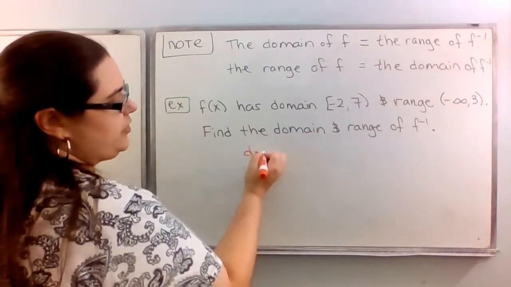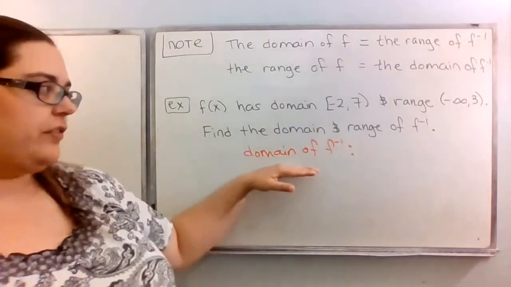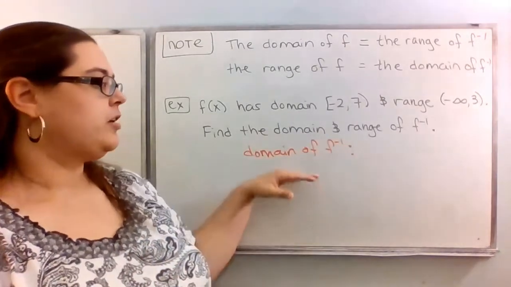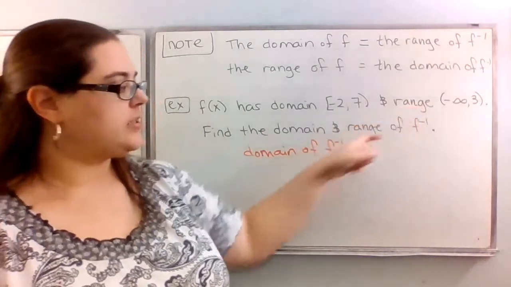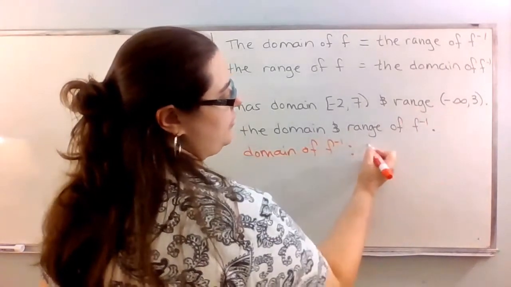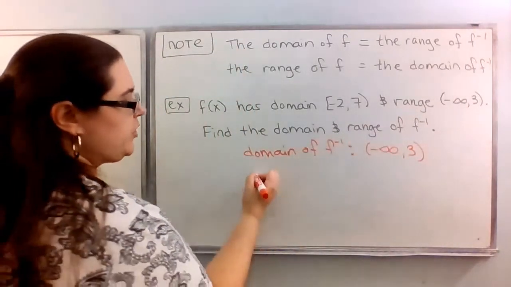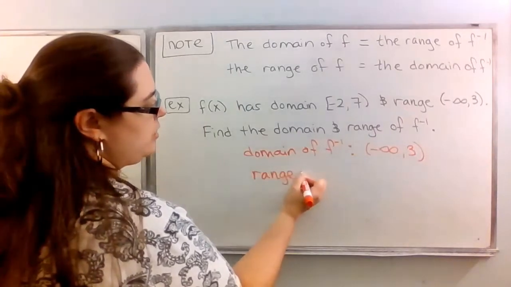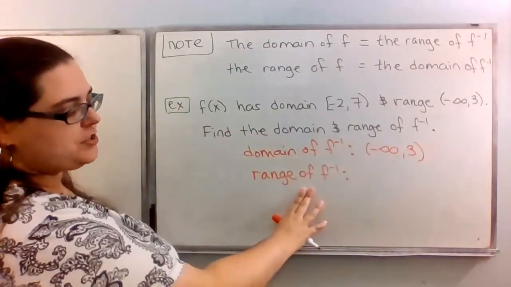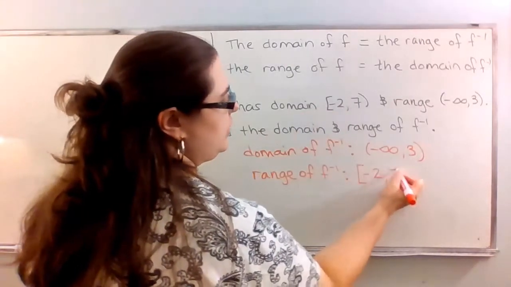So the domain of f inverse, the domain of the inverse is going to be the same as the range of the original function because we're switching the x's and y's. So what previously had been all the y's is now for the inverse going to be the x's. So the domain of f inverse is going to be -infinity to 3. Similarly, we can find its range. The range of the inverse of the function is going to be the same as the domain of the original. So that's going to be -2 to 7.